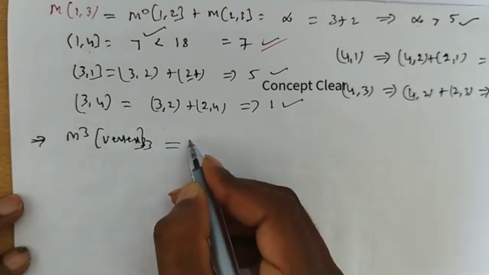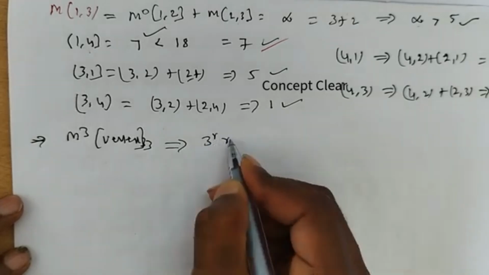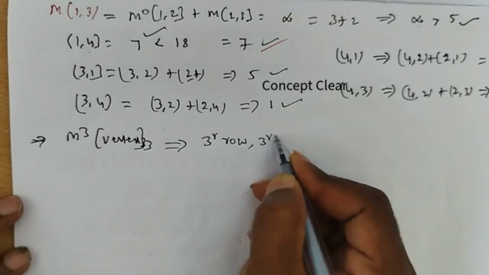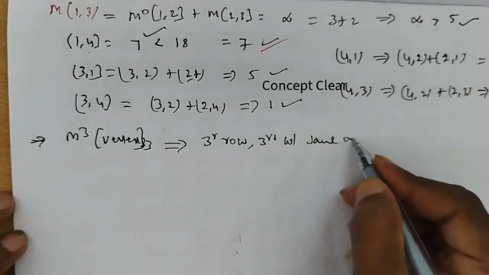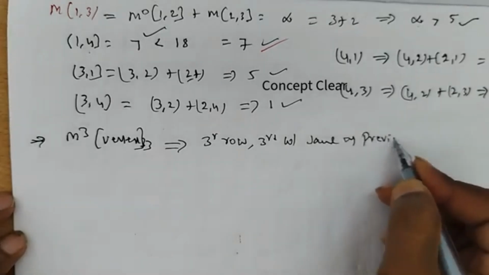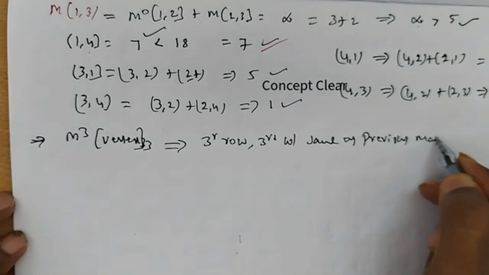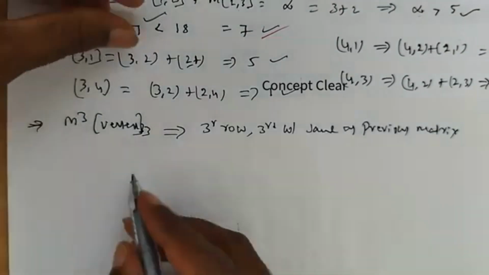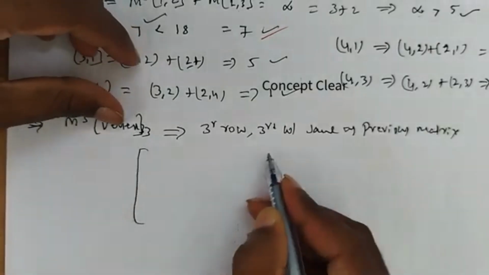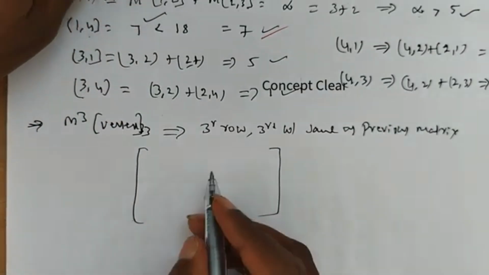Okay, what is the third node value? Third row, third column, same as previous matrices. Here, what is the meaning of previous matrices? Previous matrices means M2. If you build the M3 matrix, what is the value we are getting here? M, third row and third column.